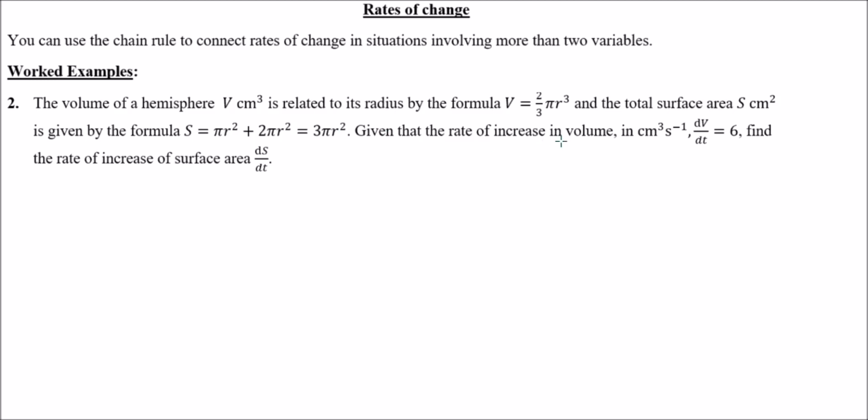Given that the rate of increase in volume in cubic centimetres per second, dV by dt is 6, find the rate of increase of its surface area, dS by dt. So again, let's use the information we're given. So we're told that the volume is 2/3 pi r cubed.